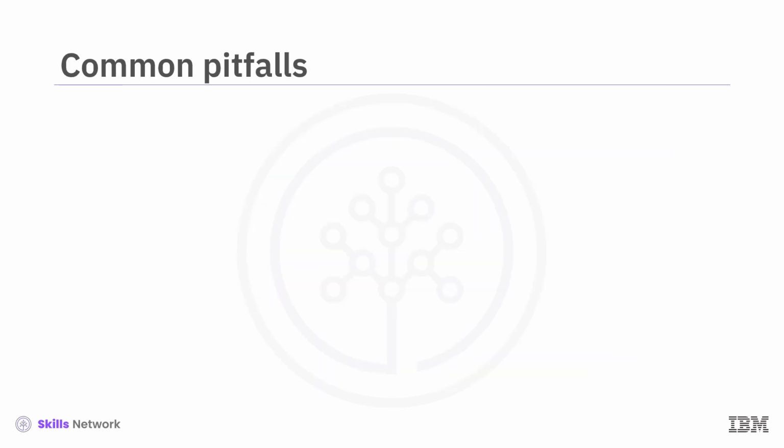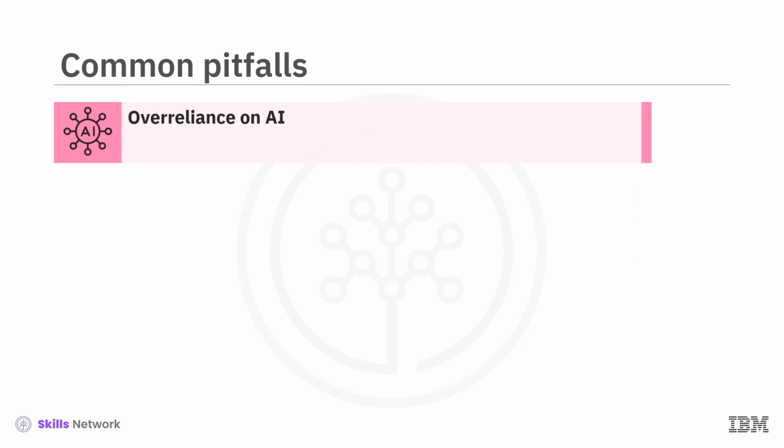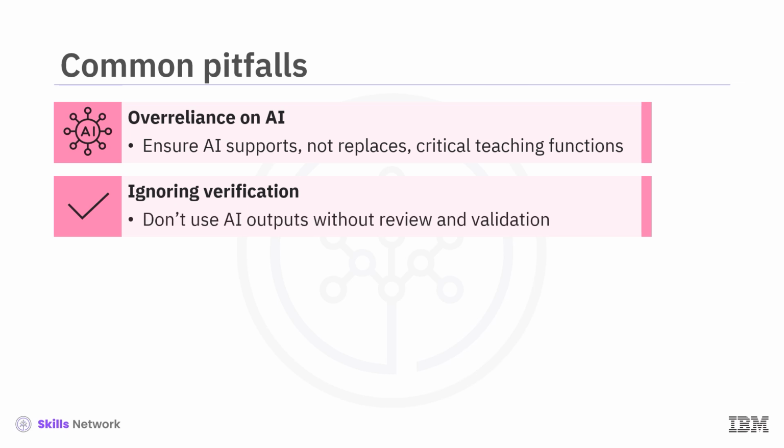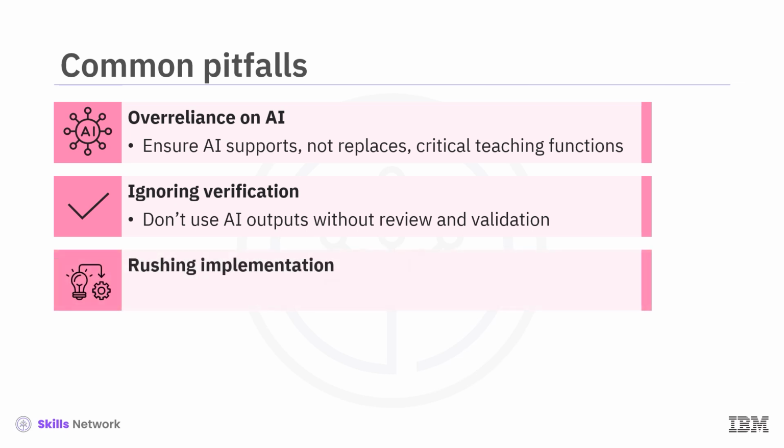It's also important to be aware of common pitfalls and how to avoid them. First, don't over-rely on AI. While it's a powerful tool, it should support, not replace, critical teaching functions. Educators should always remain in control of decision-making. Next, always verify AI-generated content. Using AI outputs without review can lead to inaccuracies, so take the time to validate information before applying it in the classroom.